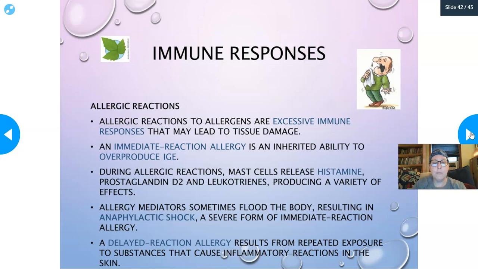A delayed reaction allergy results from repeated exposure to substances that can cause inflammatory reactions in the skin. The typical delayed reaction allergy is your exposure to poison ivy or poison oak. And so remember, if you've ever had that or seen somebody had it, you don't really see the reaction until 24 to 48 hours later.